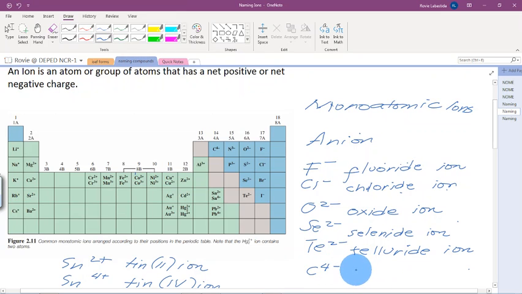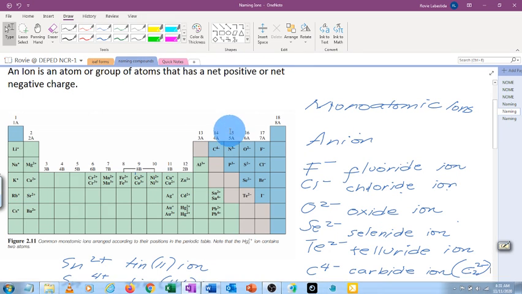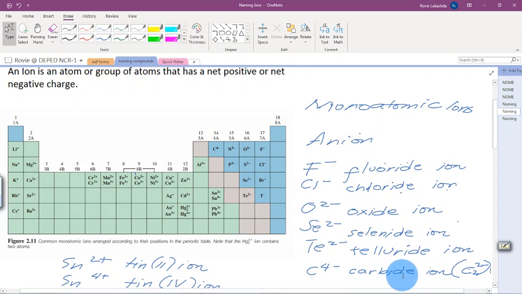So let's take the root term for carbon and add IDE. So this one is actually carbide ion. Take note, another form for carbide ion is C2 negative. Alright, that's how you name monoatomic cations and monoatomic anions.